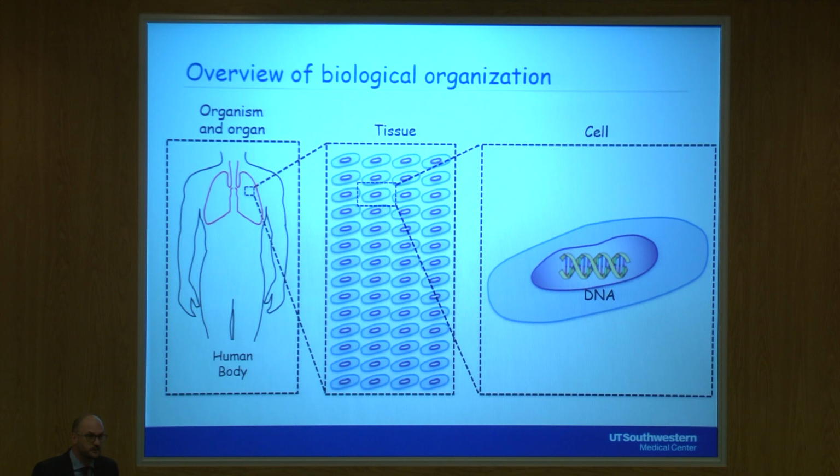We'll start by going over the hierarchy of the human body. So the human body consists of multiple different organ systems. There's the digestive system, the cardiovascular system, the urinary system, as well as several others. These organ systems are made up of organs. Organs are made up of tissues, and tissues are made up of cells. And when we look in cells, we can see that they contain this large molecule called DNA, and that's going to be the focus of today's discussion.